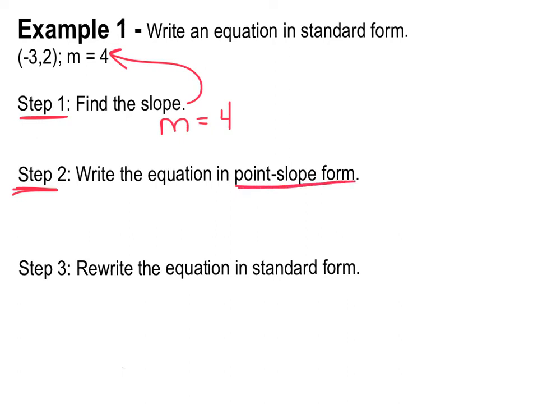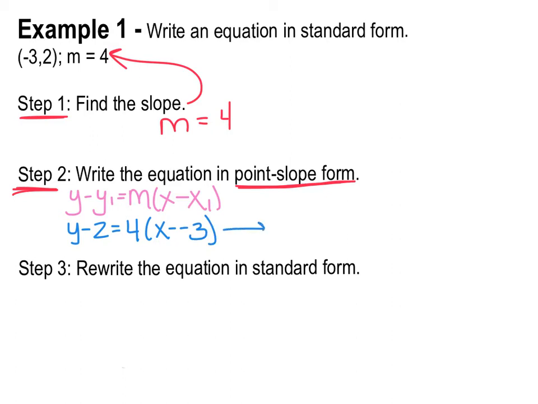We need to remember point-slope form is y minus y1 equals m times x minus x1. Now we're going to plug in what we know. I'm going to keep y the same. y1 is 2. My slope is 4. x minus a -3, I'm going to rewrite and simplify those signs. So I have y minus 2 equals 4 times x plus 3. And now my very last step, step 3, is rewriting my equation into standard form.